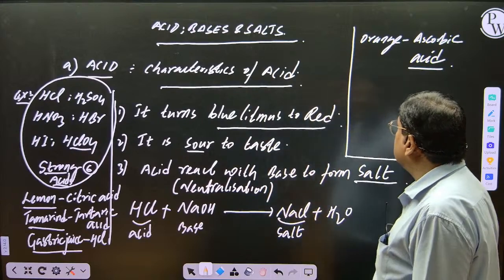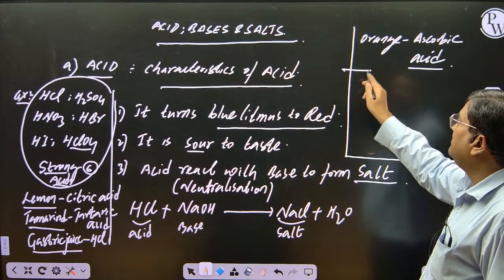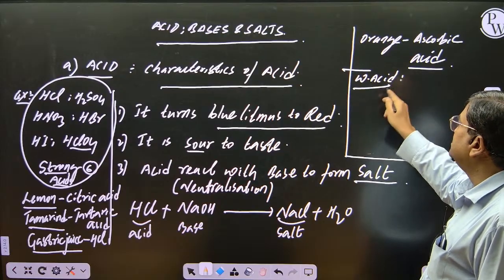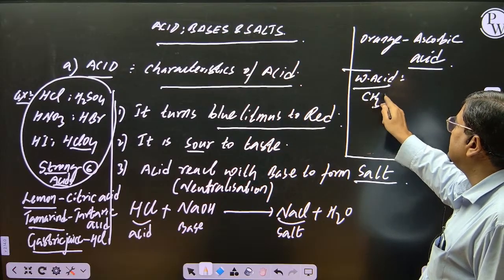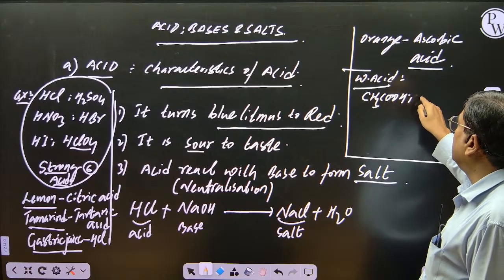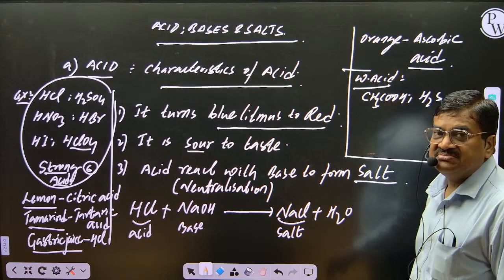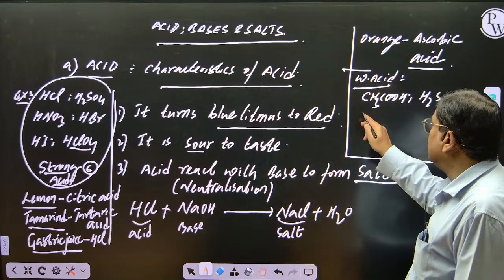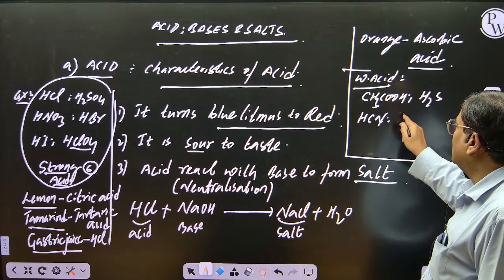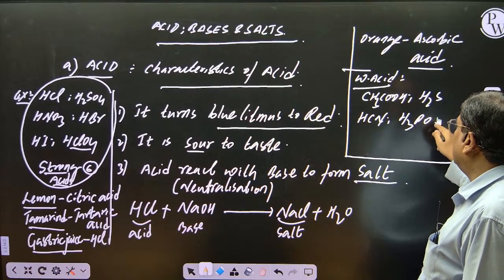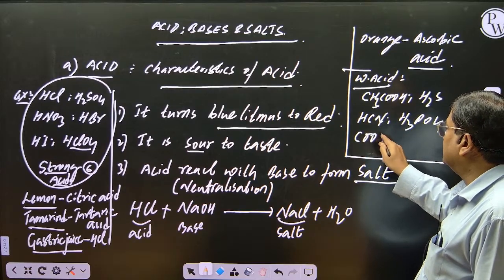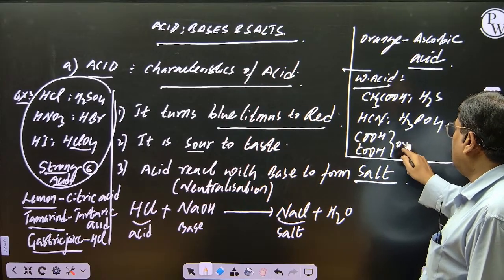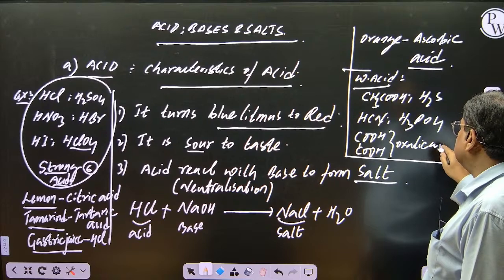Now, what are weak acids? There are weak acids like acetic acid. Students should know that weak acid means acetic acid. And you know the rotten egg smelling gas, hydrogen sulfide. Then HCN, hydrogen cyanide, phosphoric acid, and oxalic acid. Oxalic acid is H2C2O4. All the remaining acids are weak acids.